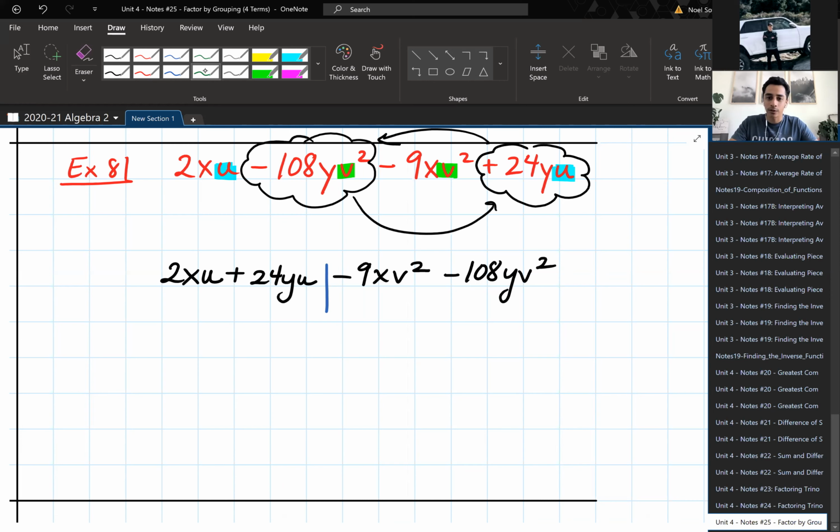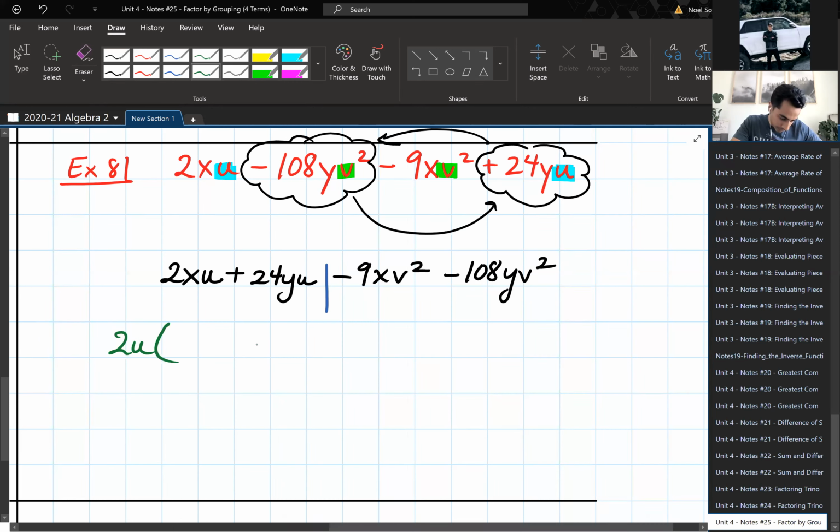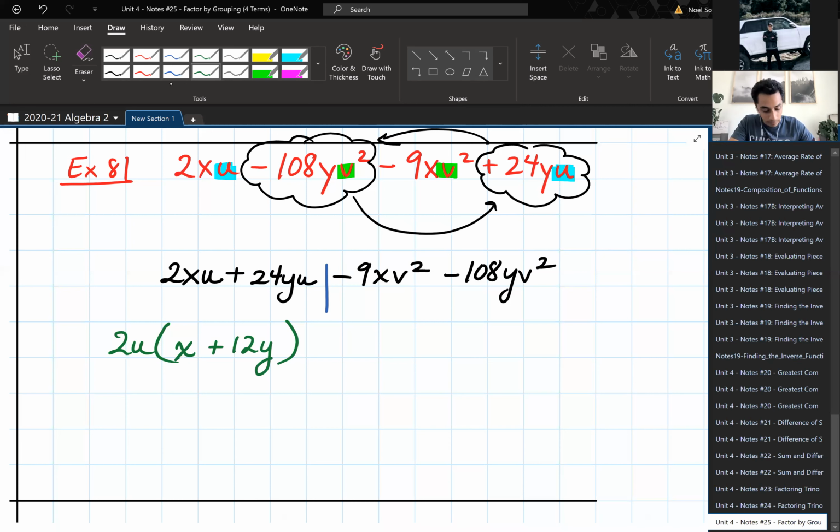What's the GCF of the first two terms? Let's start with that. What do they both have in common? Okay, we can factor out 2u. If we factor out 2u, what's left over? x and 12y. Okay, so x plus 12y. All right, now take a look at the next two terms. What can be factored out of those two terms?